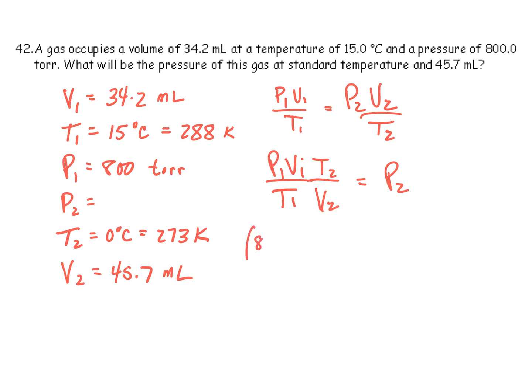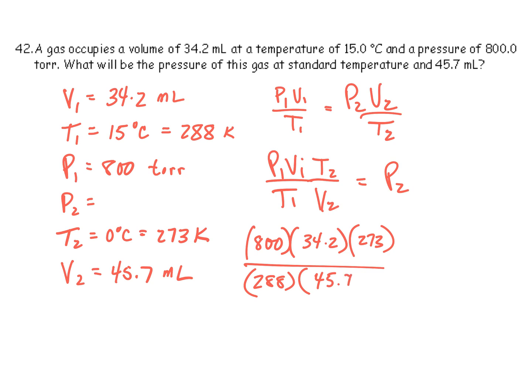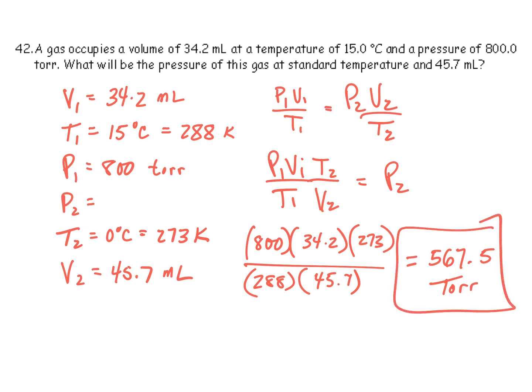Calculating P1, 800. V1, 34.2. T2, 273. Divided by T1, 288. Divided by V2, 45.7, equals, calculator says, 567.5 units torr. Torr is the same thing as millimeters of mercury.